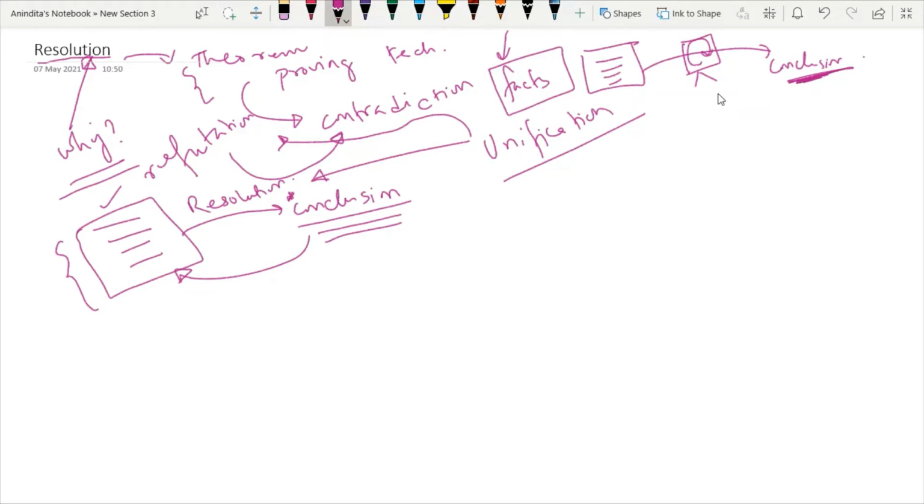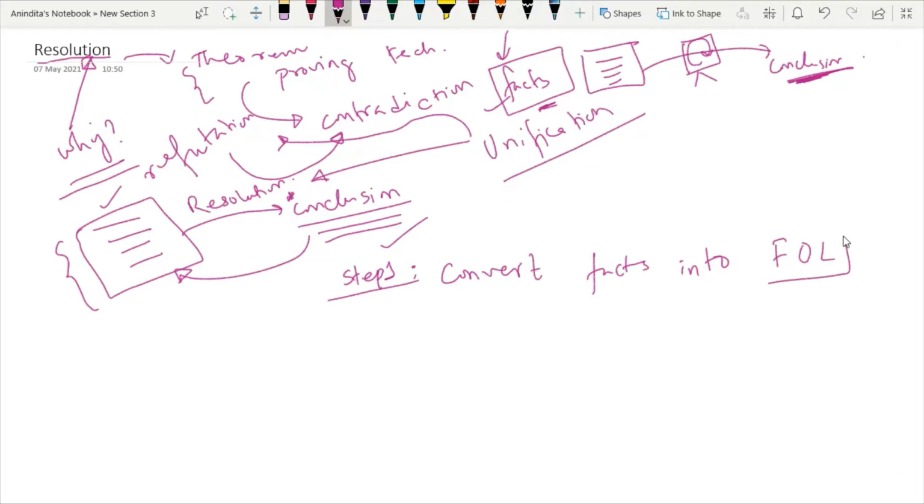So now what are the basic steps of resolution? Resolution is a very simple algorithm. It has 4 steps. The first step is, whatever facts are given to you, you have to convert those facts into first order predicate logic or first order logic. So the first step of resolution is conversion of given facts into first order logic.